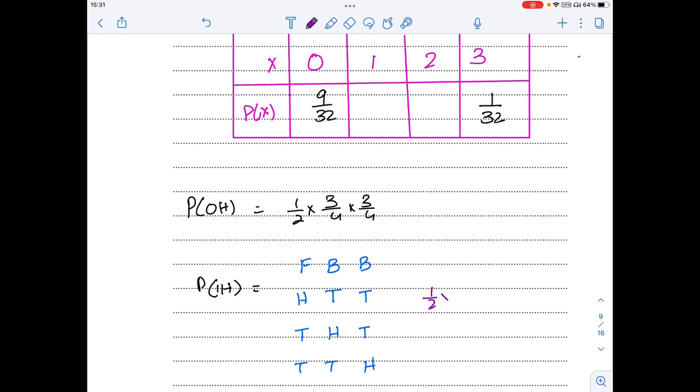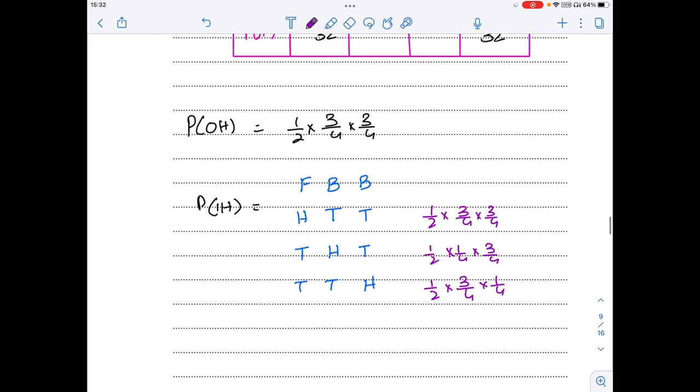This is 1 upon 2. Tail is 3 upon 4, 3 upon 4. This is 1 upon 2. Head is 1 upon 4. Tail is 3 upon 4. Tail is 1 upon 2. Tail is 3 upon 4 for biased. And head is 1 upon 4. Add them all. This will become 9 upon 32 plus 3 upon 32 plus 3 upon 32.